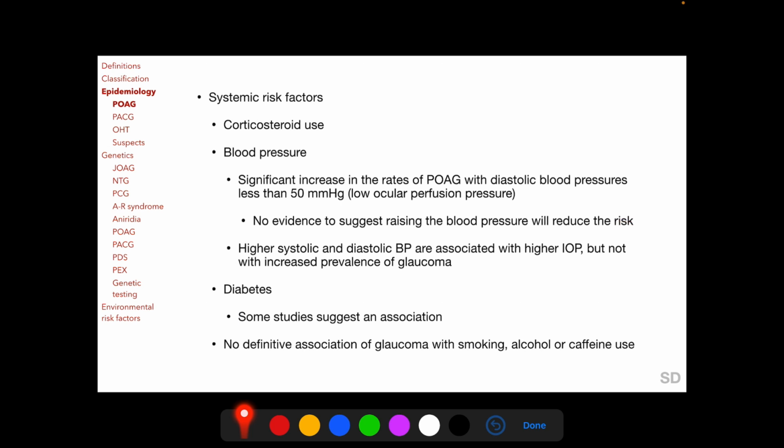On the other hand, higher systolic and higher diastolic blood pressures are associated with higher intraocular pressures but have not been directly correlated with the prevalence of glaucoma. Some studies have suggested an association of primary open angle glaucoma with diabetes, and no definitive association of primary open angle glaucoma with smoking, alcohol, or caffeine use has been found, although there are anecdotal reports indicating these associations.